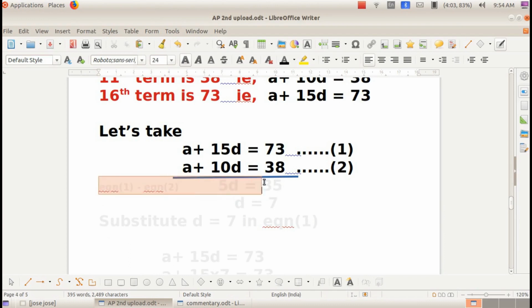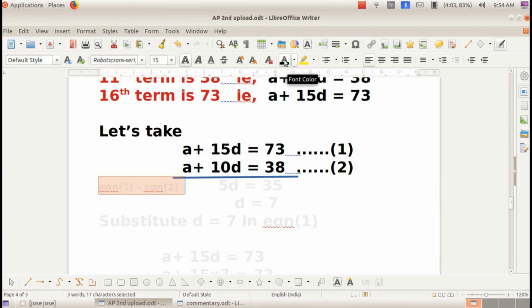Consider equation number 1 and 2. Here the variables are a and d. Now we can check the coefficients of a and d. In both equations, the coefficient of a is 1, the same coefficient. But the coefficients of d are different, 15 and 10. In this case, it is easy to eliminate the variable a because the coefficients are the same. So we can do subtraction.